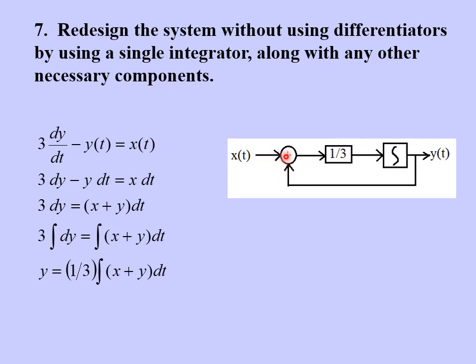So this is x plus y coming out right here. So that's my term in here, and then I'm going to multiply it by 1/3, which is out here, and then integrate the whole thing. All right, this is the integral that takes care of that, and that gives me my output here, y. So this thing boils down to a relatively simple block diagram representation: we've got an adder, we've got a multiplier here, and we've got an integrator.